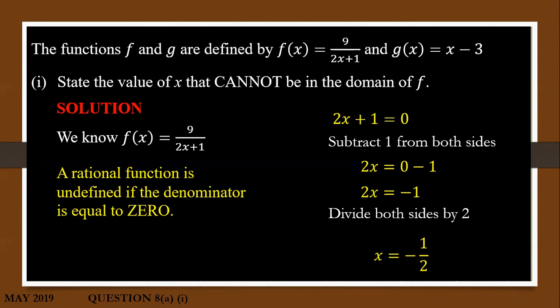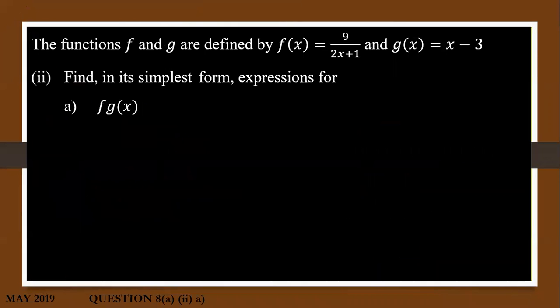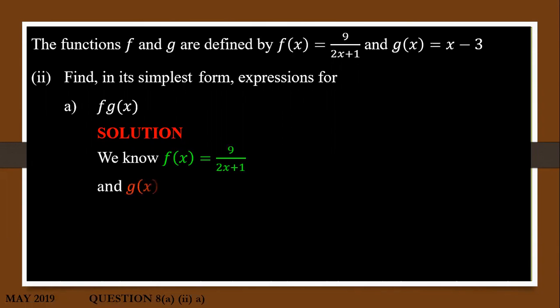Great job. Let us look at another question. Find, in its simplest form, an expression for fg(x). You may pause the video and attempt this question. Great job. Let us see if our answers are the same. So we know that the function f(x) is 9 all divided by 2x + 1, and the function g(x) is x - 3.